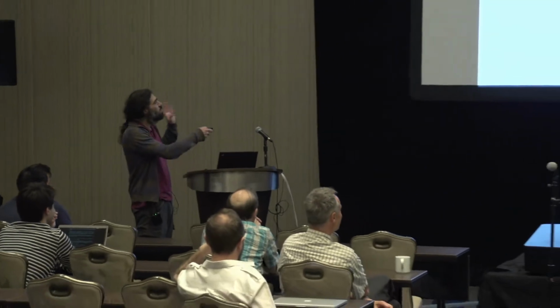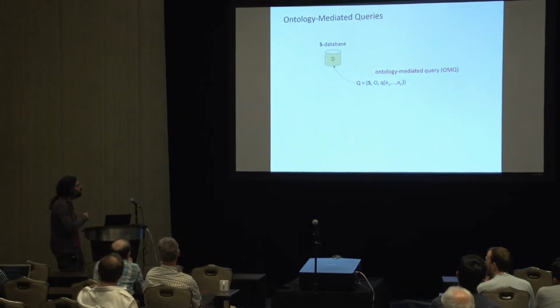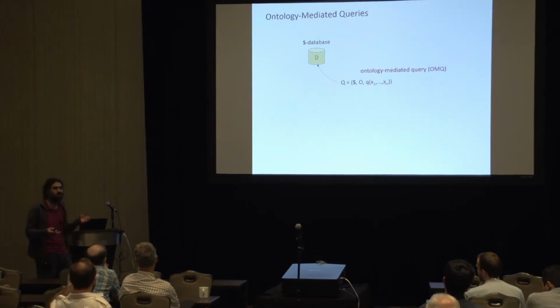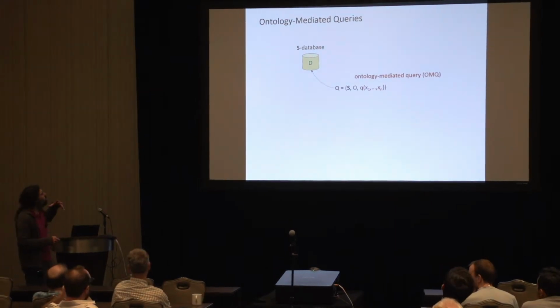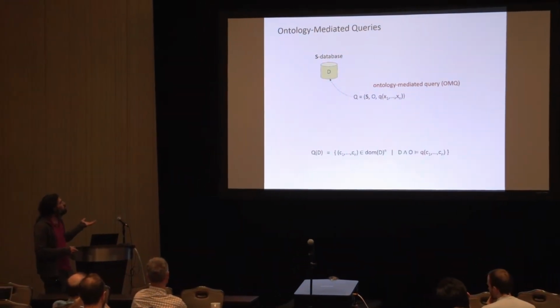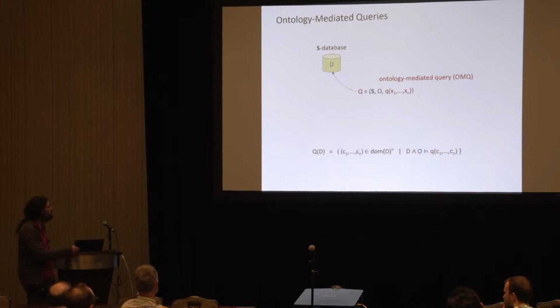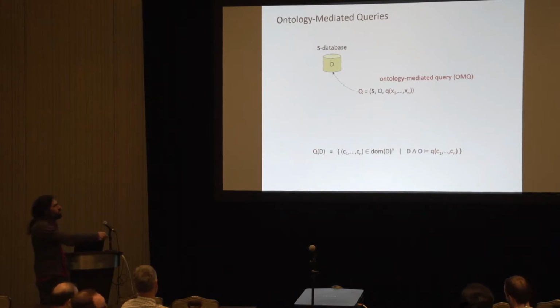An ontology-mediated query is just a triple of this form with three components. We have a data schema S. We have an ontology, which is basically a set of logical constraints that allows us to extract new knowledge from our input database, and a database query. The evaluation of this ontology-mediated query over an S database, and by S database I mean a database over the schema S, is basically the certain answers. These are all the tuples that can be entailed by the knowledge base consisting of the database and the ontology O, which is basically a logical theory. These are all the tuples that are entailed by every model of this logical theory.